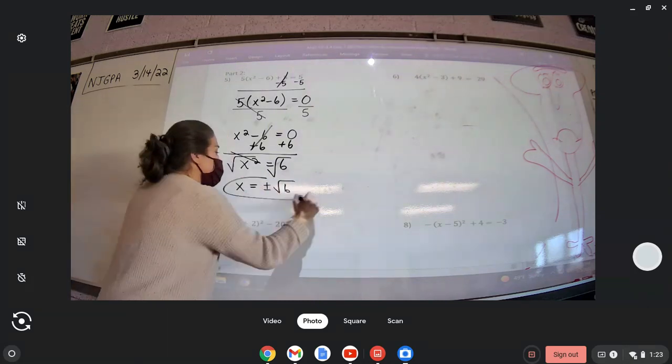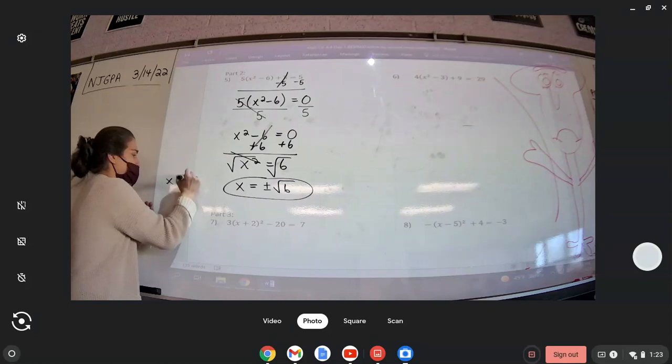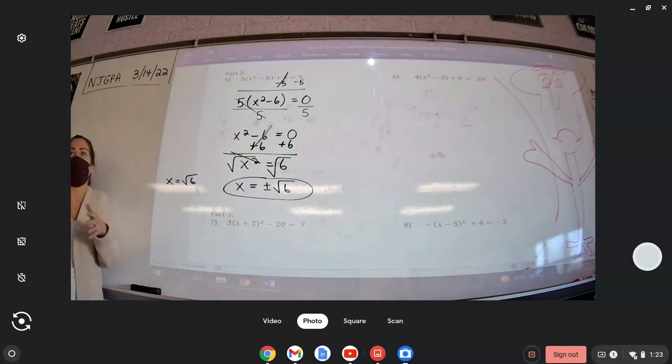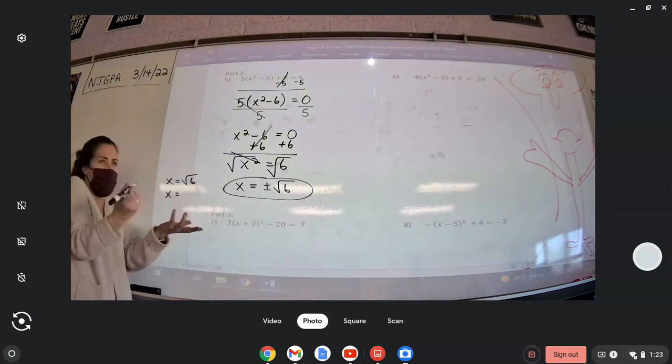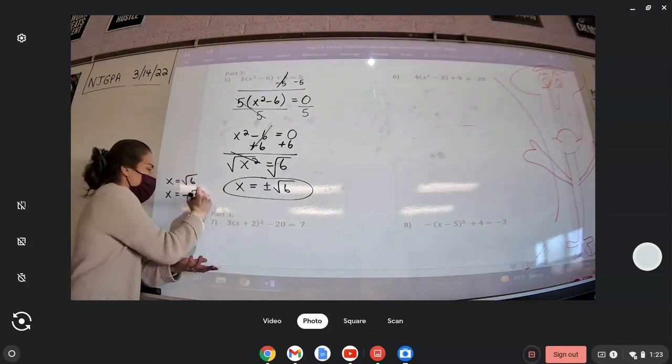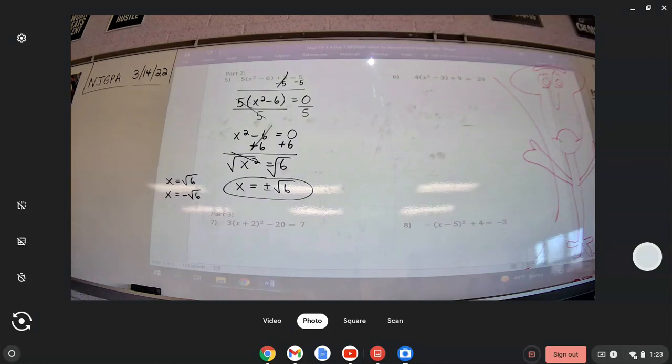So now one answer is the positive square root of 6, which is just a very ugly decimal, 2 point something. And then the next answer is negative 1 times the square root of 6, which is just a very ugly decimal. Wait, what? So we need to wait.